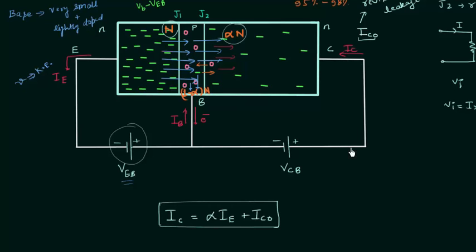And to find out the relation between IE, IB and IC, we have to use Kirchhoff's current law, KCL. From KCL we know the sum of currents entering is equal to the sum of currents leaving. IE is leaving, IB and IC are entering, so IE is equal to IB plus IC. This is what we have in the NPN transistor in active mode.